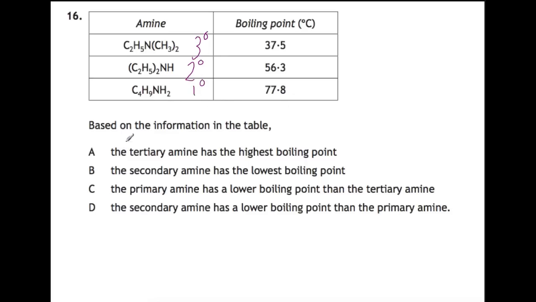So let's have a look at each statement. The tertiary amine has the highest boiling point. This is our tertiary amine, we can see it has the lowest boiling point. The secondary amine has the lowest boiling point. So the secondary amine is the one in the middle, you can see it does not have the lowest boiling point, the tertiary does. The primary amine has a lower boiling point than the tertiary amine. So here's your primary, you can see it's higher. The secondary amine has a lower boiling point than the primary. That one is true. So D is our answer.